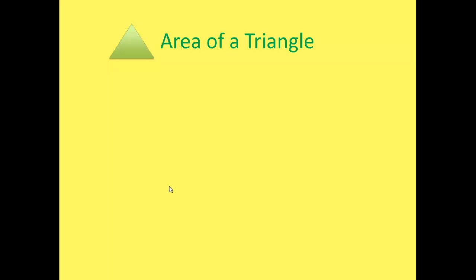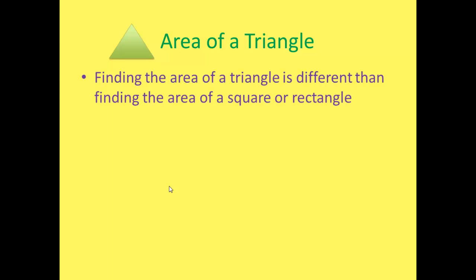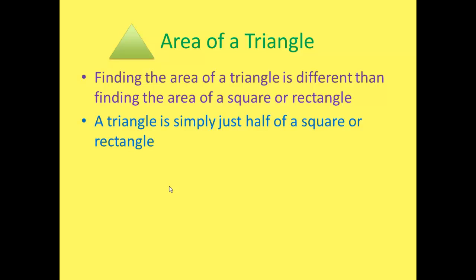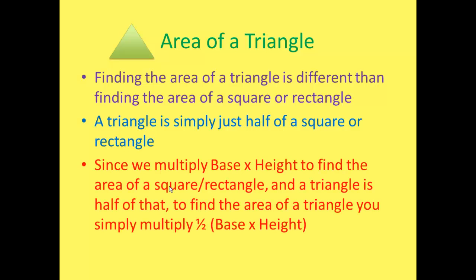Now let's take a look at finding the area of a triangle. Finding the area of a triangle is a little bit different than finding the area of a square or rectangle. A triangle is simply just half of a square or a rectangle. Since we multiplied base times height to find the area of a square or rectangle, and a triangle is half of that, to find the area of a triangle, you simply just multiply 1/2 the base times the height.